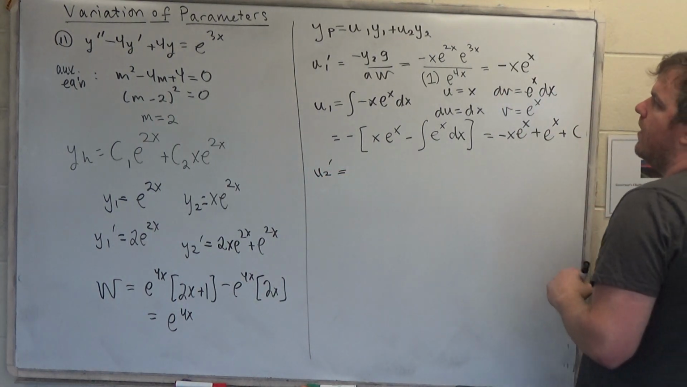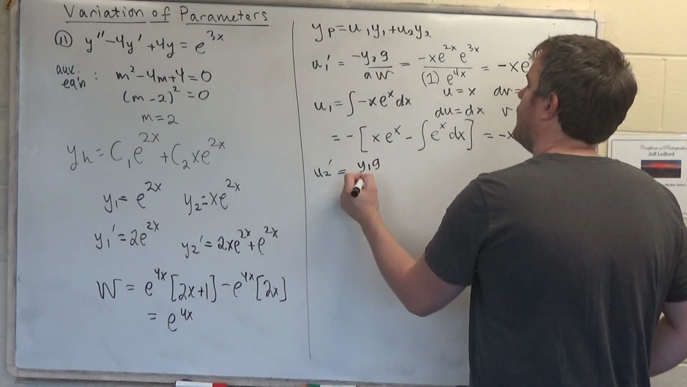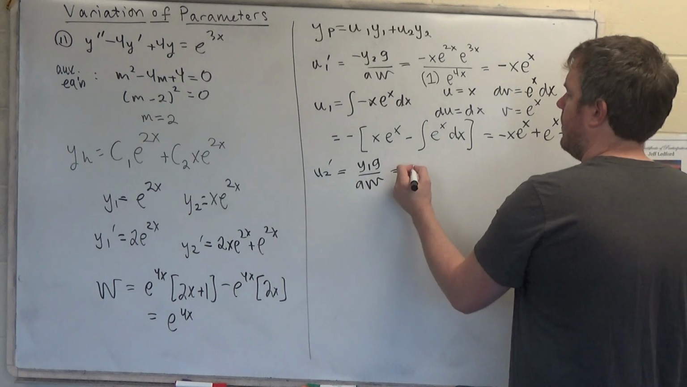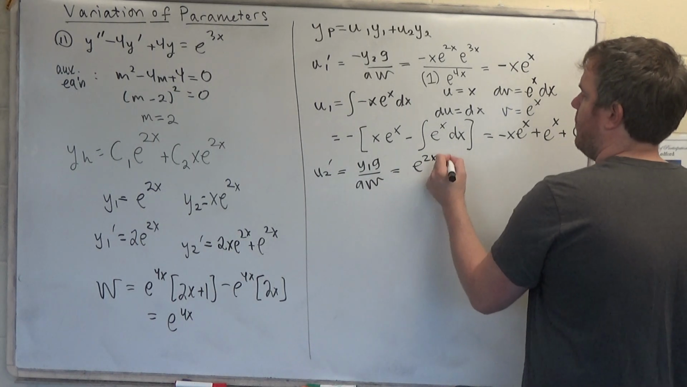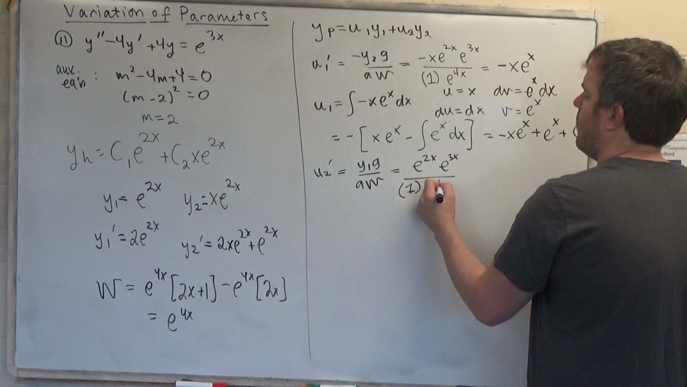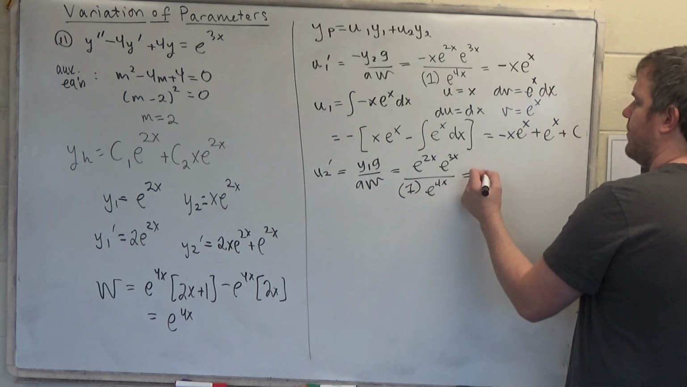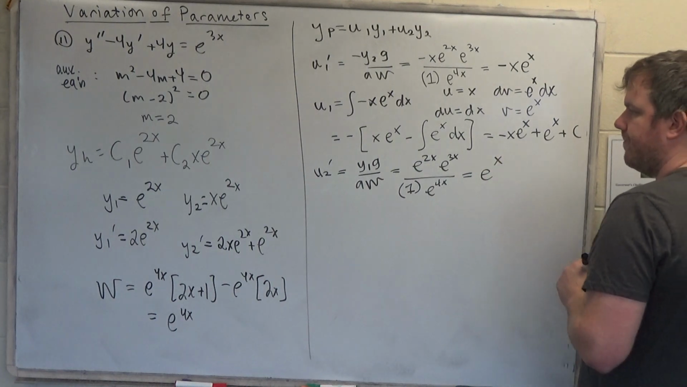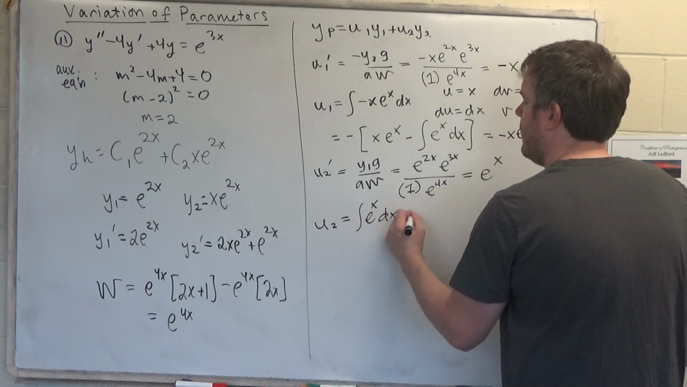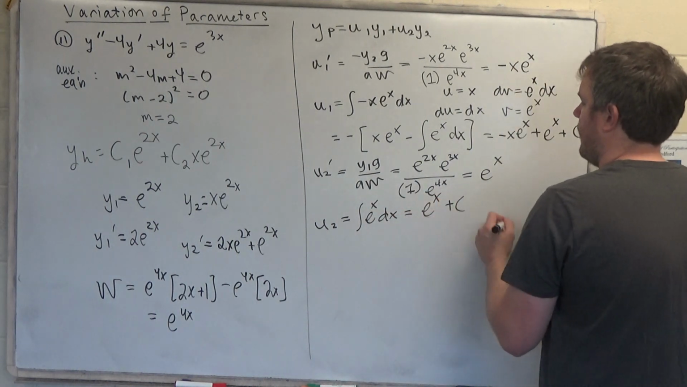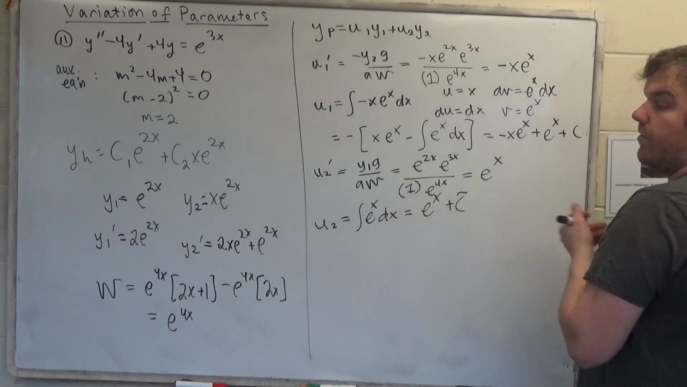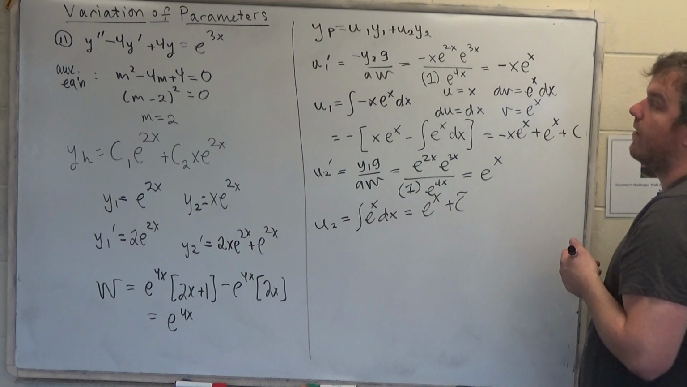u2 prime is y1 g over aW. And filling this in yields e to the 2x times e to the 3x over 1 times e to the 4x. Simplifying this just yields e to the x. So u2 is the integral of e to the x dx, which is just e to the x plus c, and maybe if you want c tilde, c prime, whatever. Again, it's going to be set equal to 0 as well, so it doesn't much matter.